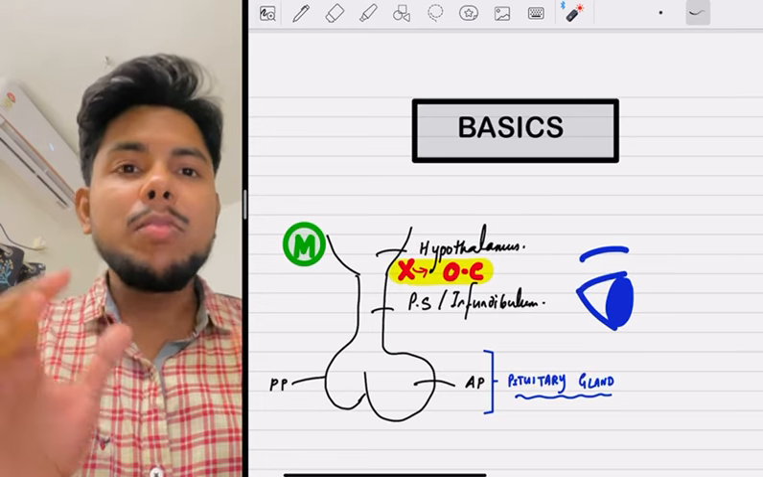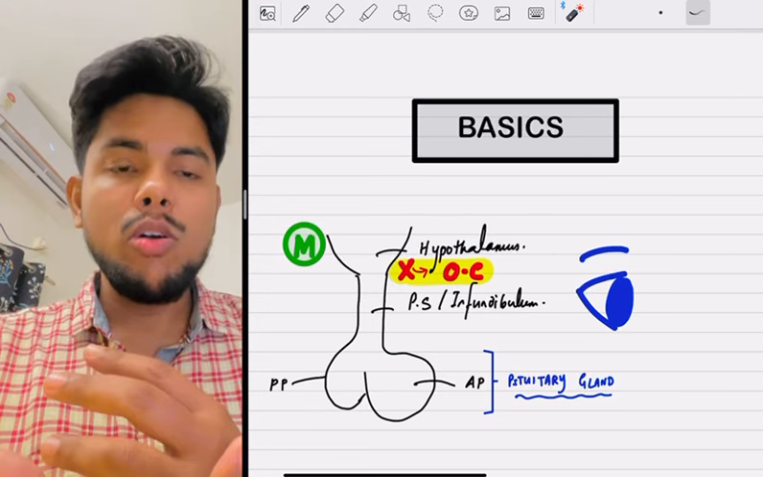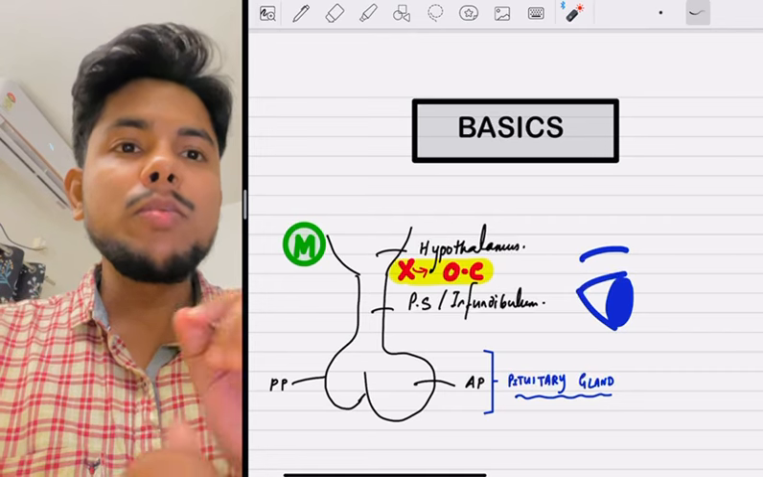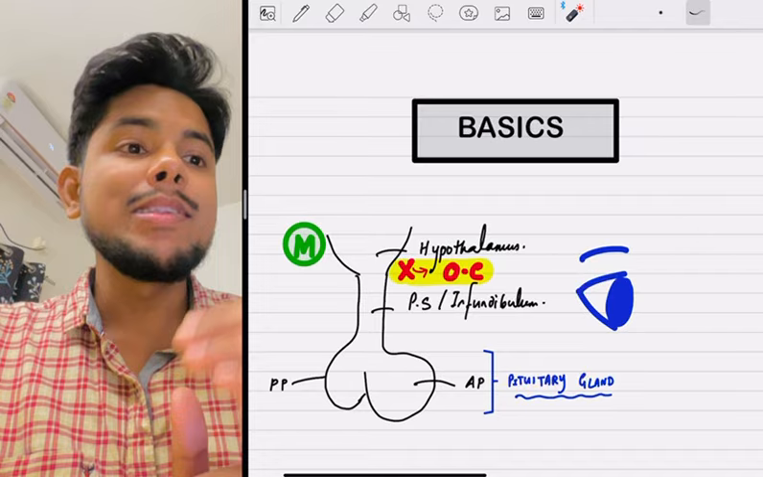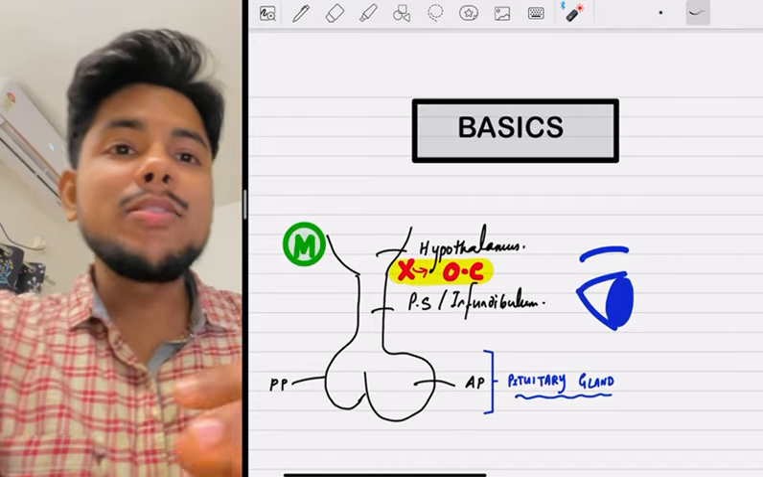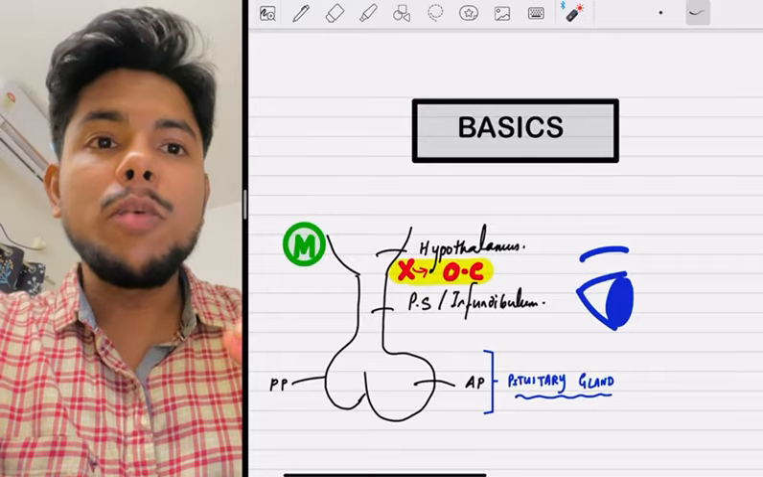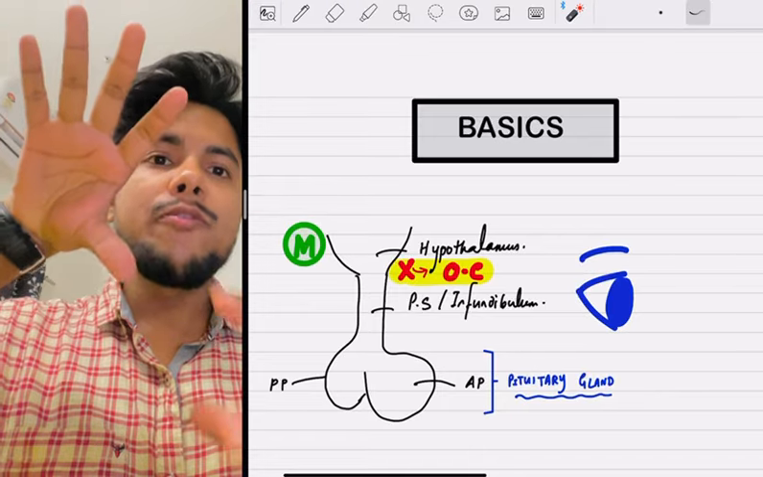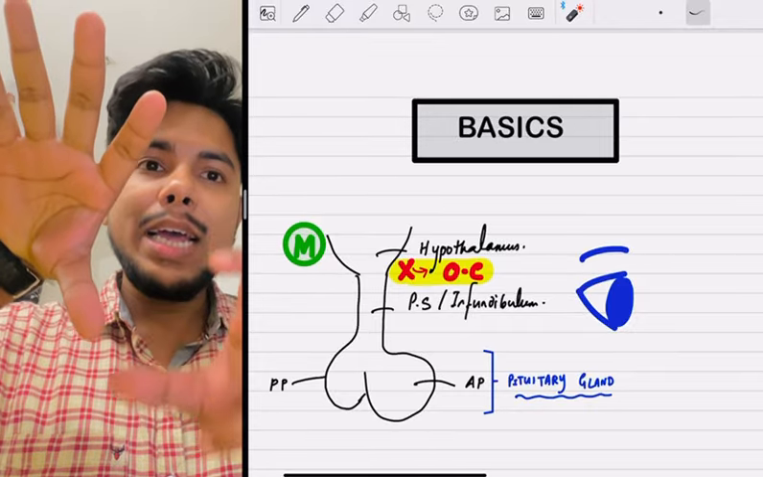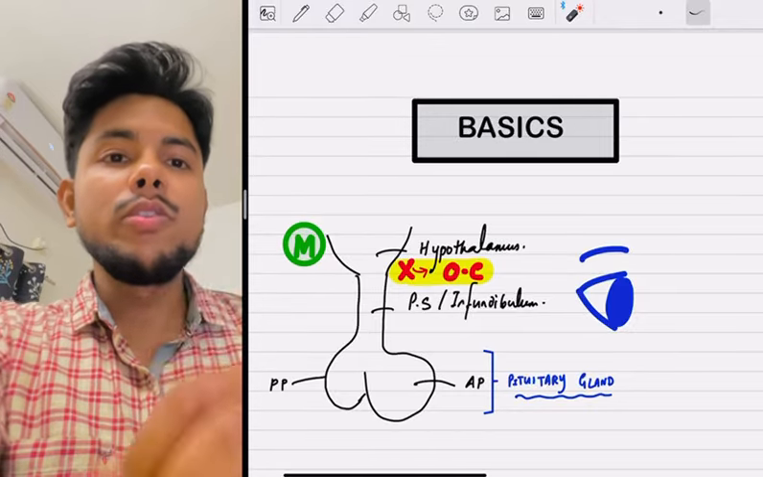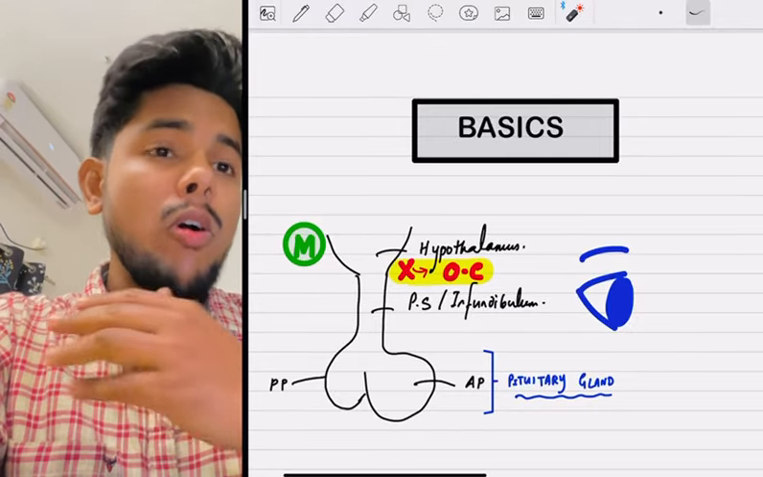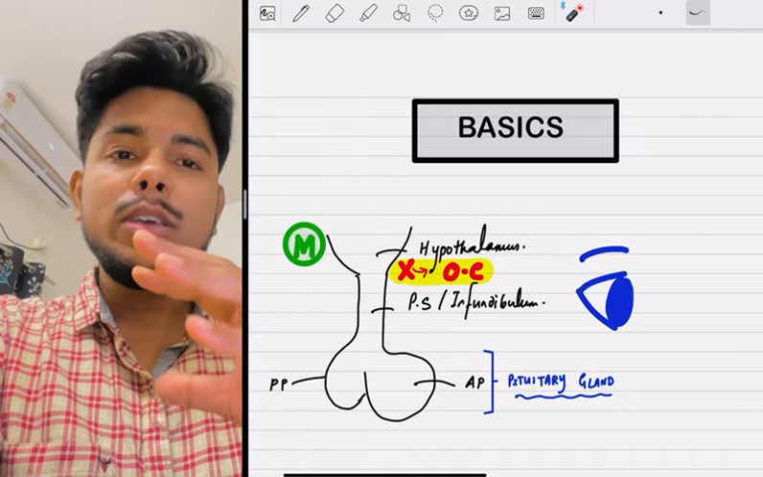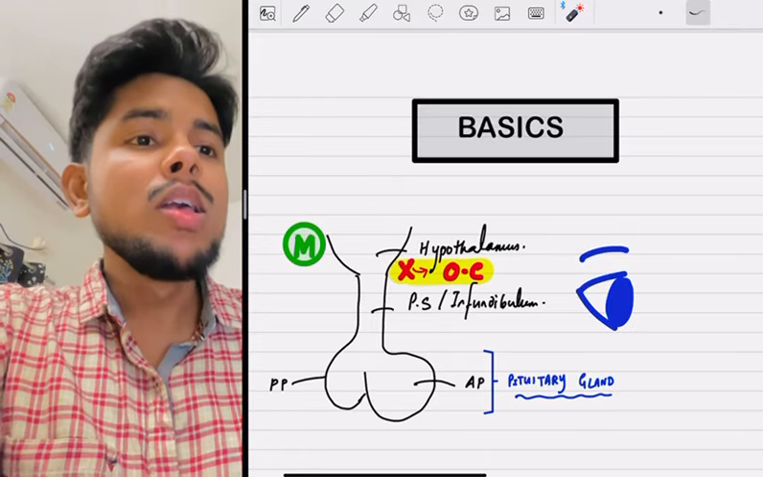Now, the hypothalamus is like CEO of a company, and the name of the company is called endocrine system. And the pituitary gland is like COO or Chief Operating Officer. Hypothalamus basically controls the function of the pituitary gland, and pituitary gland controls the function of all the endocrine glands of human body.